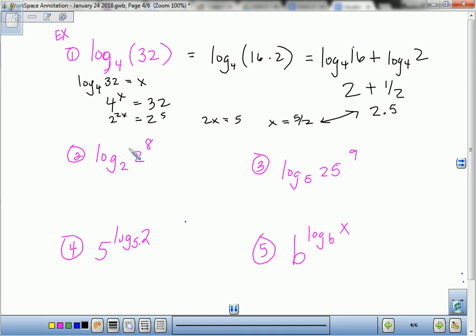Now, these are some weird looking ones, but they're actually really simple using our properties of logs. What can we do with this exponent on this next problem? We can bring it out in front. So this crazy looking thing becomes now 8 times log base 2 of 2. And what power do you raise 2 to get 2? The first. So it's just 8 times 1. This is 8.